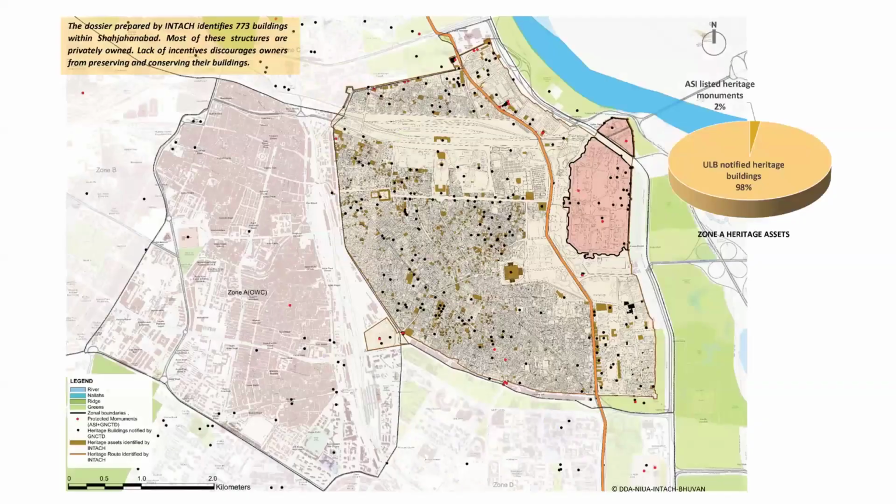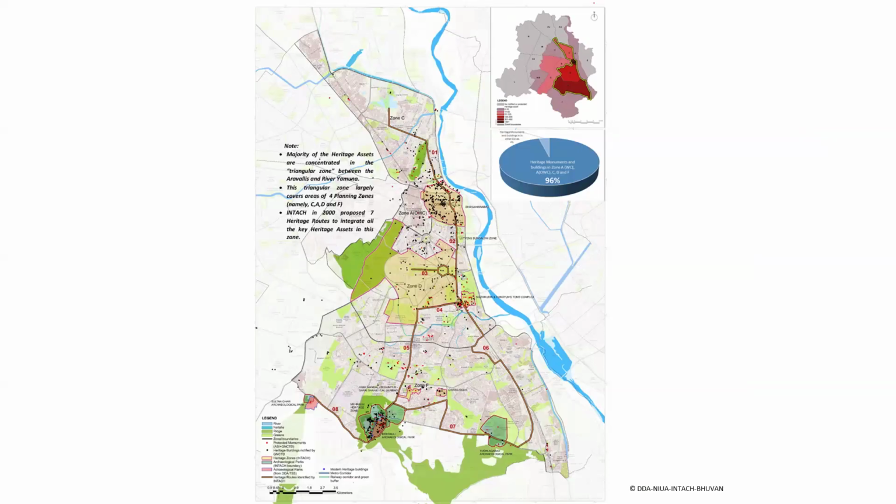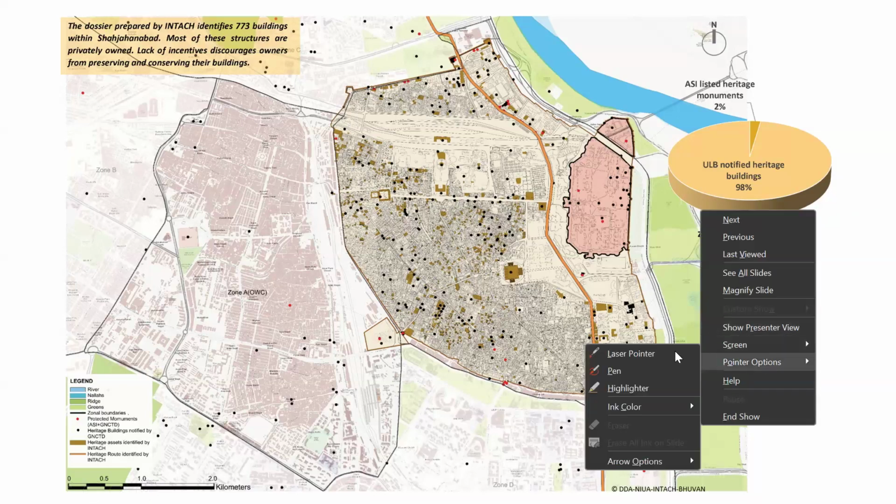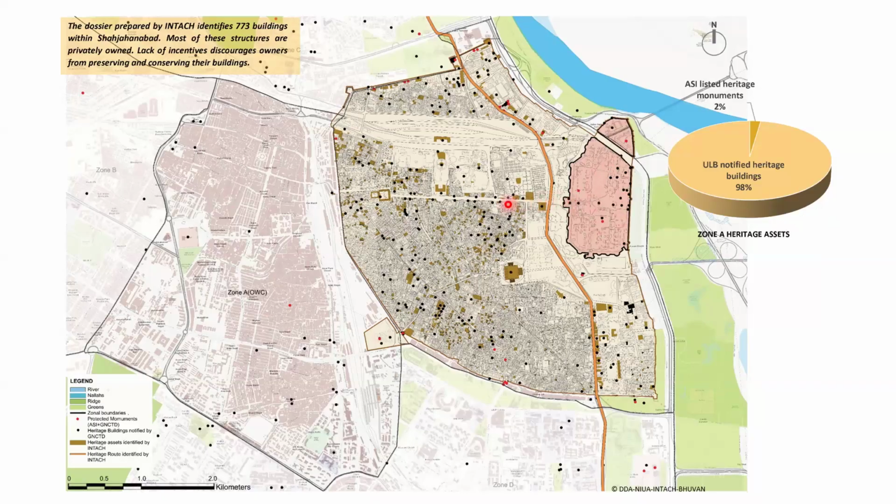And then closing in. So if you're talking about Shahjahanabad, Old Delhi, this is a blow up of the Shahjahanabad area of Old Delhi. On the right, you have the Red Fort, and I'll just try to have a pointer. So this is Red Fort, and here is where the famous Chandni Chowk commercial street is. This is the Jama Masjid. And you see the dense quality of this area. So urban local body notified heritage buildings are about 90% here, and ASI listed heritage monuments about 2%.